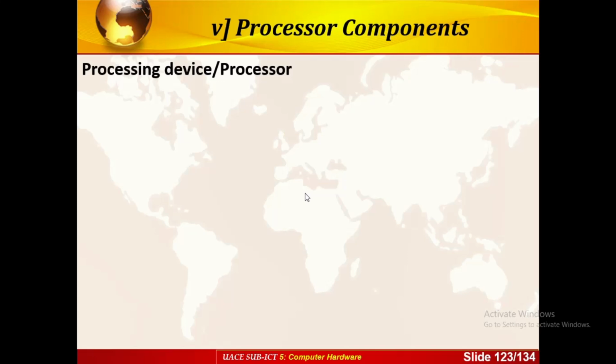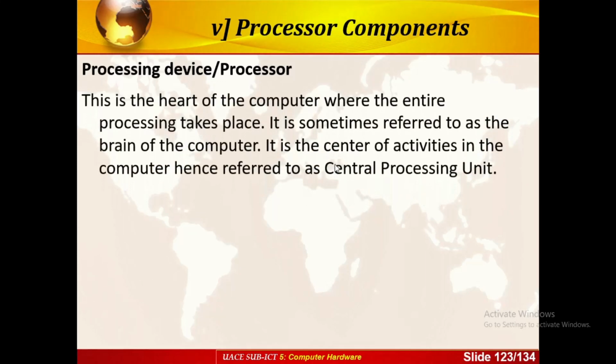Then we have processor components, that is the last category of the computer system, or what we call the system unit. This is the processor, or processing components, and this is known to be the heart of the computer where the data processing takes place.